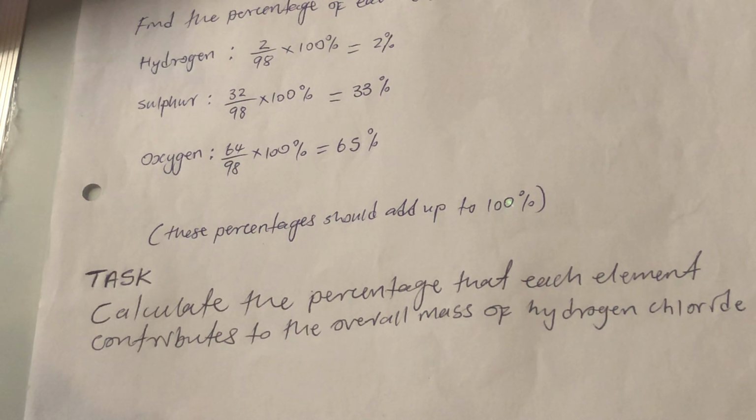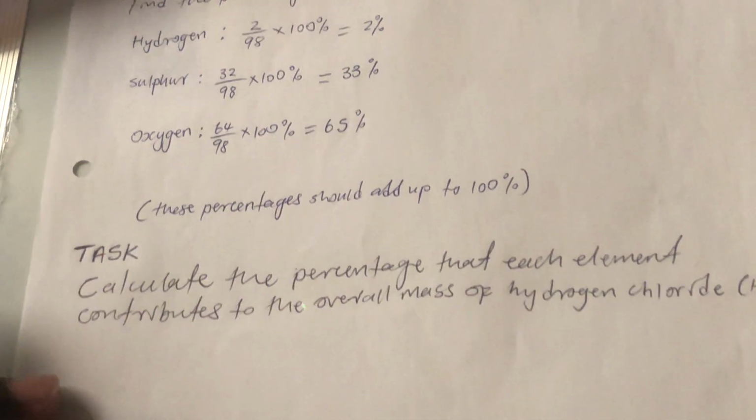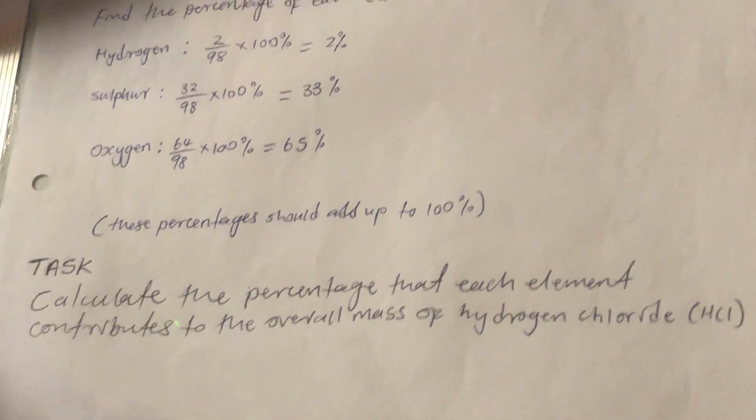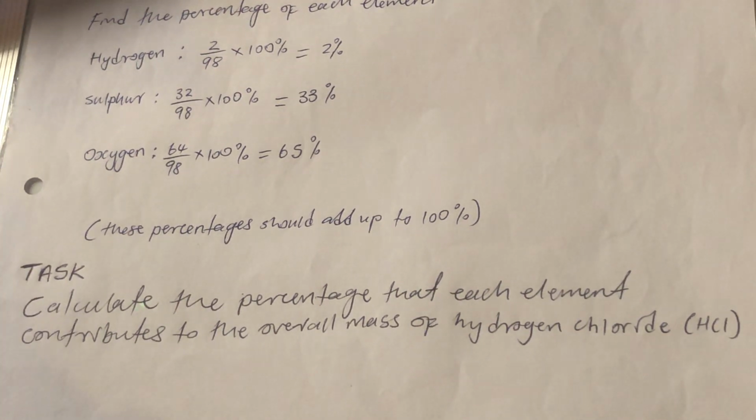So I want you to try this one. Calculate the percentage that each element contributes to the overall mass of hydrogen chloride, which is HCl.